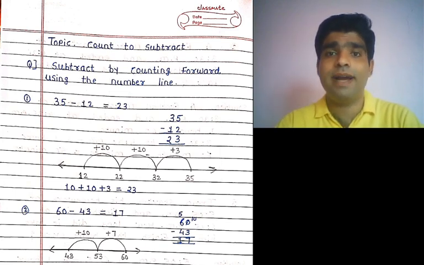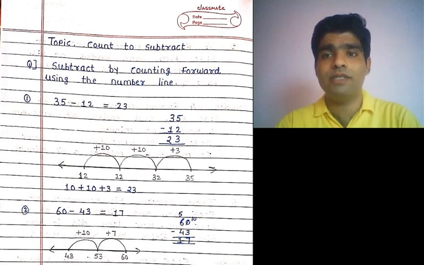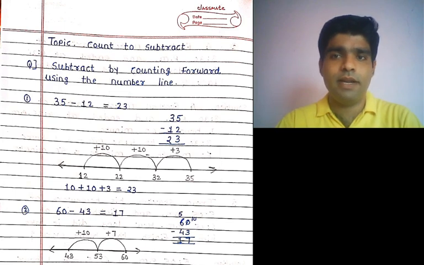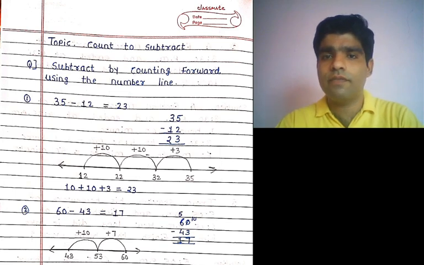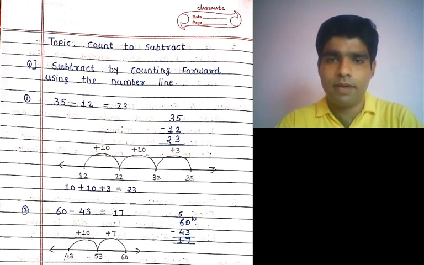Subtract by counting forward using the number line. It means by using the number line. Now we have to solve this question. First of all we have to draw the number line. Your question is what? 35 subtract 12 is equal to what? Now first of all, start from your number line. Draw the number line first of all.